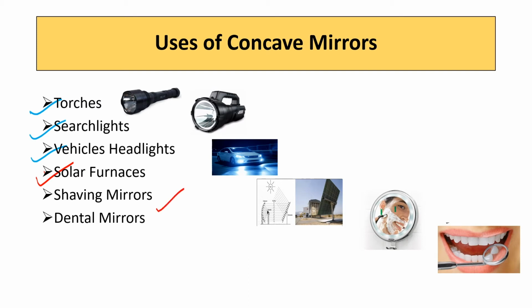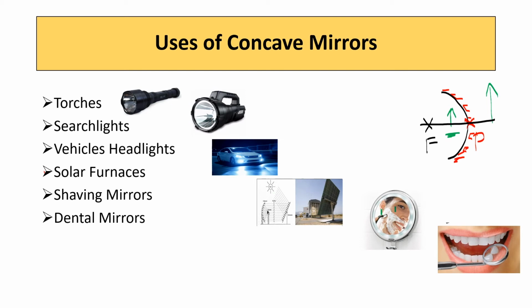Which property is used in shaving mirrors and dental mirrors? If the object is in between the focus and the pole, you will get an enlarged image behind the mirror, which is virtual, enlarged and also erect. In the shaving mirror, the face is kept between the focus and the pole of the mirror. Dentists also use concave mirrors to see large images of the teeth of the patients.